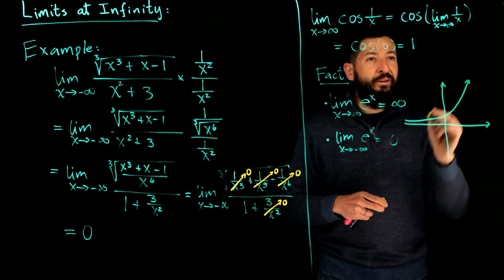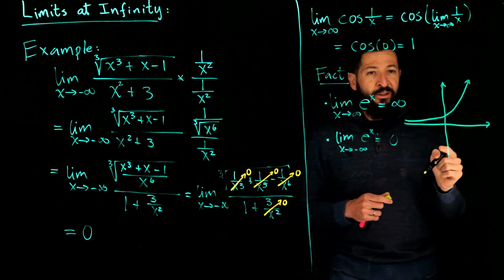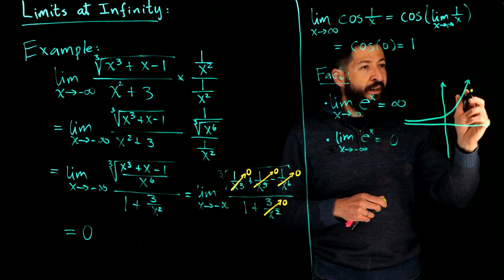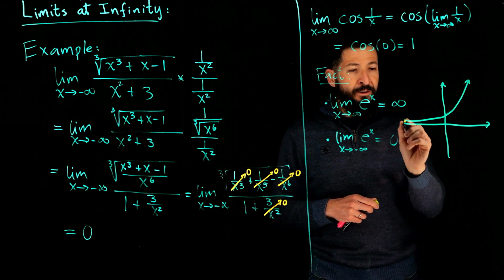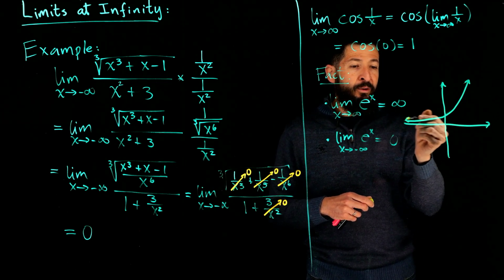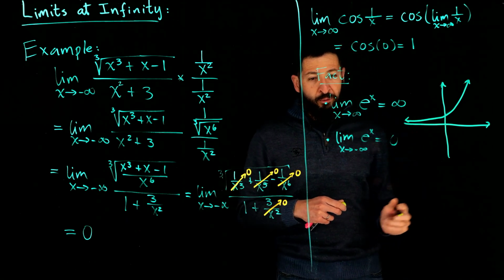All right, much better now. So if you think about the graph of e to the x, as x goes to positive infinity, you're going to positive infinity as well. And when you're going to negative infinity, you're going to 0.